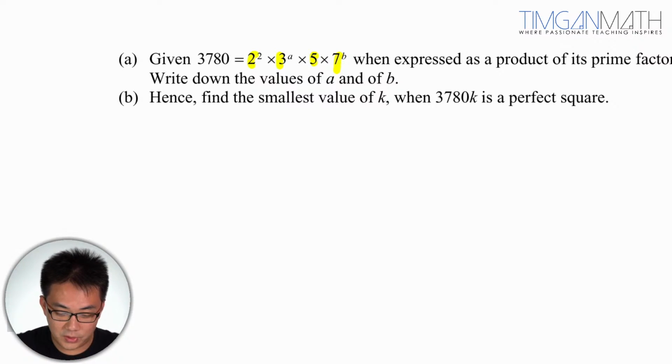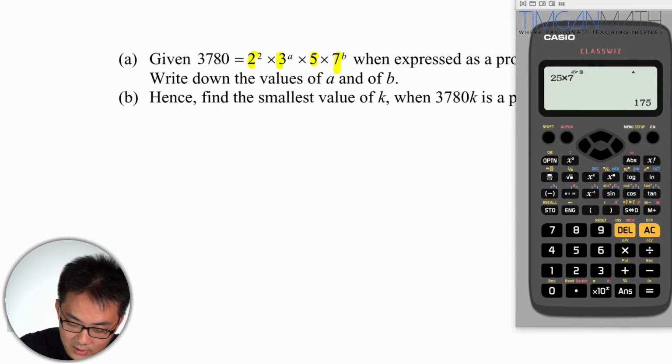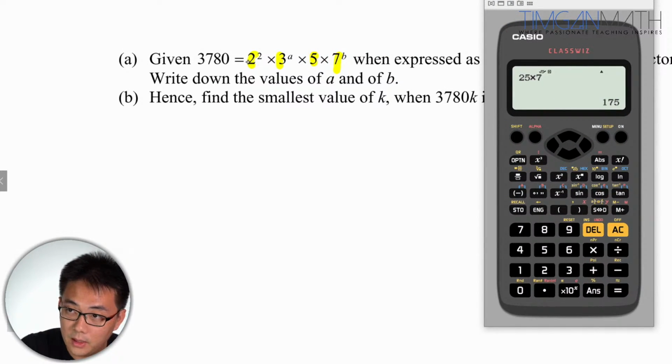So you could just divide it as, you see, this is 2 square, and this is 3 to the power a. So we're just going to take 3780 divided by 2 square first, right? Then you move on to 3. So I'm just going to keep dividing by 3, divide by 3 again until I get a fraction. Until, yeah, you can't divide by 3 here because 35 is not. So this will be divided by 5 again and divided by 7.